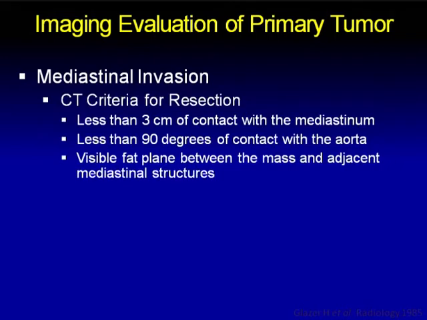Some criteria that you can utilize, if a lesion, at least based on imaging, is surgically resectable, would include less than 3 centimeters of contact with the mediastinum, less than 90 degrees of contact with the aorta, so about 1/4 of the circumference of the aorta, and then if you see a visible fat plane between the mass and adjacent mediastinal structures.